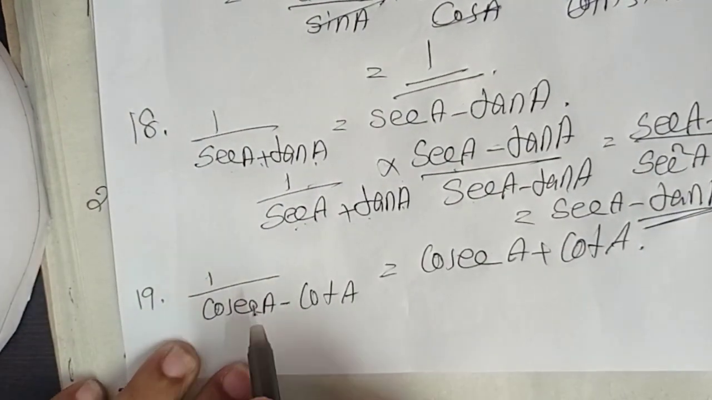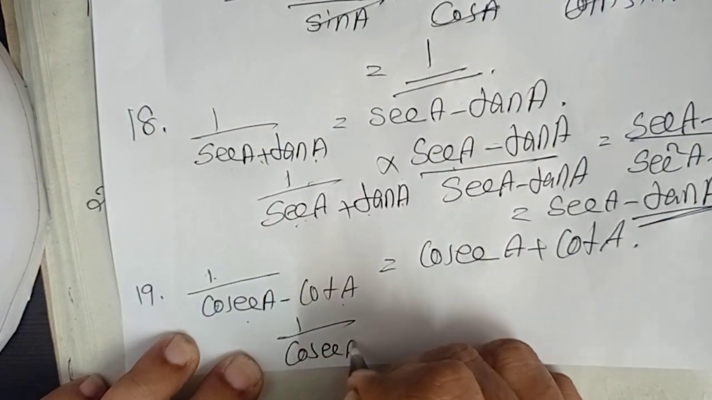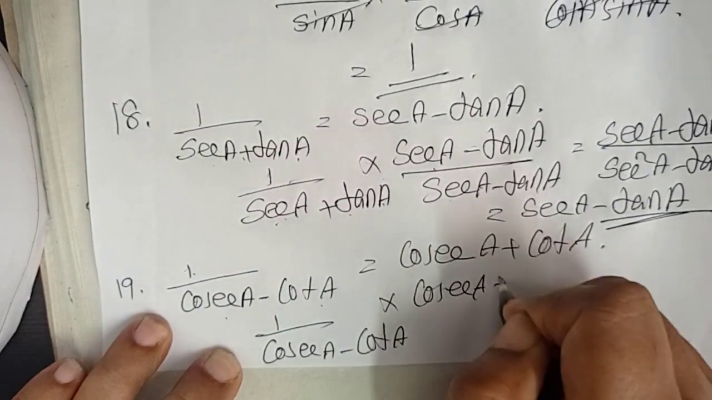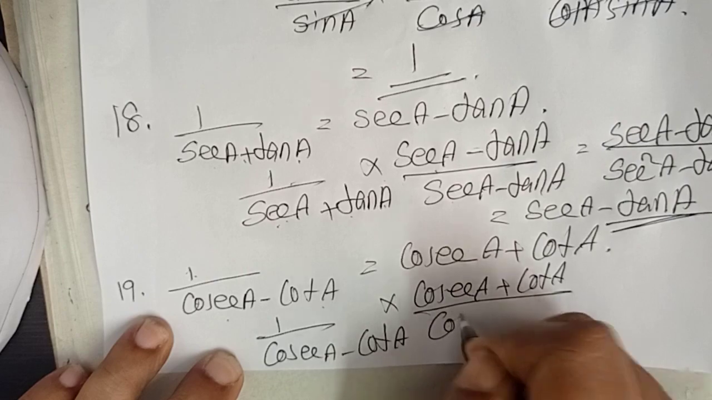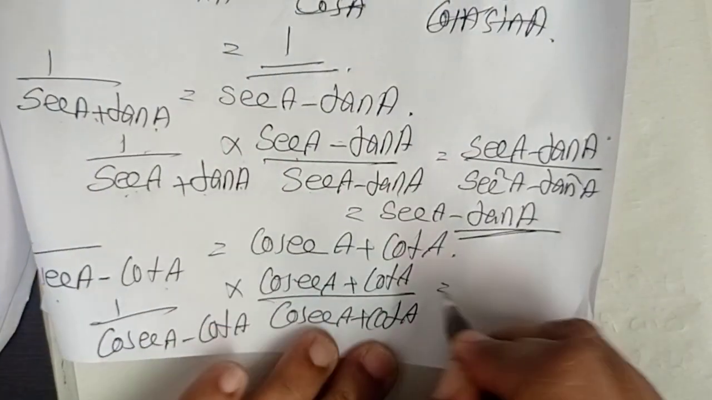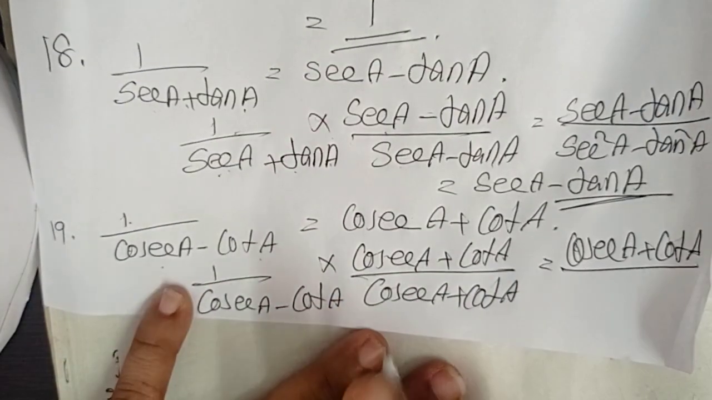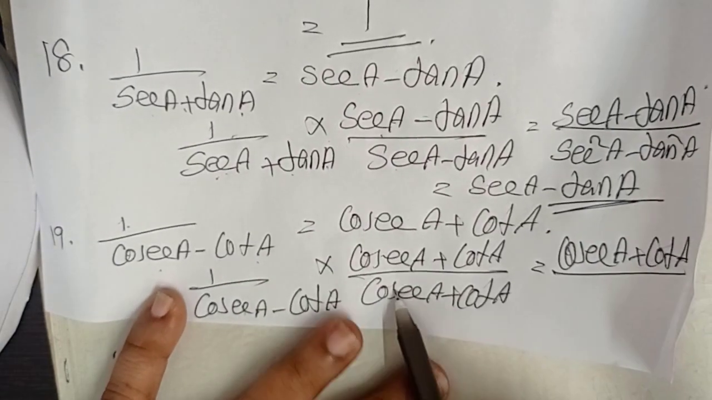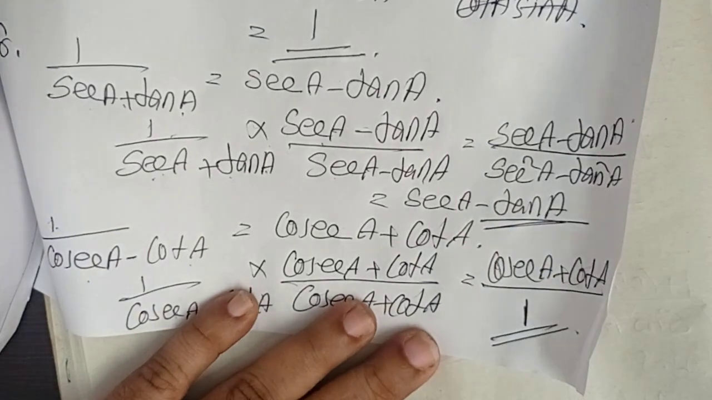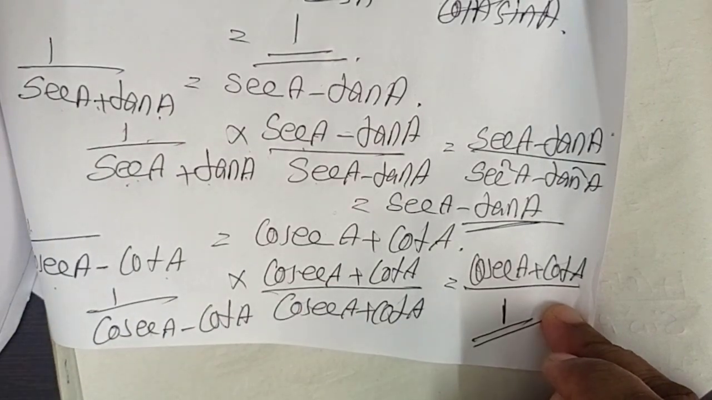Then 19th problem, 1 by cosec minus cot A. Here also the same step. Cosec minus cot A, what is the conjugate? Yes, cosec plus cot A by cosec plus cot A. 1 into cosec plus cot A is cosec plus cot A by. One more step you have to write. Cosec minus cot A into cosec plus cot A is cosec square A minus cot square A. What is the result? Cosec square A minus cot square A is 1. Therefore, the RHS is cosec plus cot A.